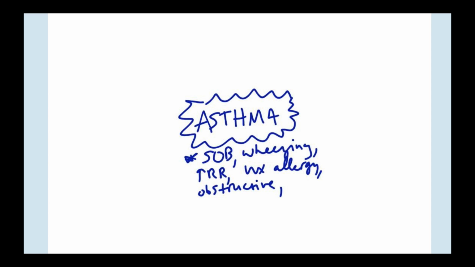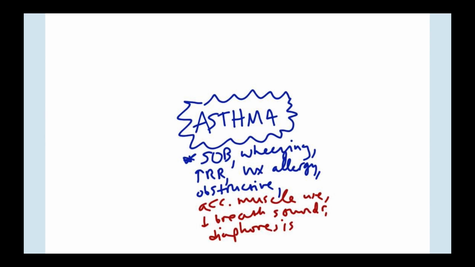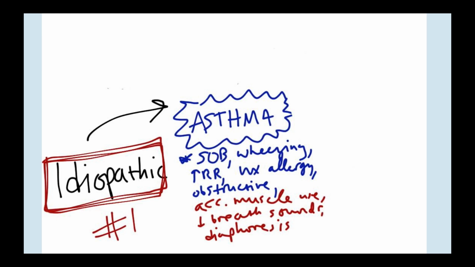Okay, so you have asthma. What are our cardinal symptoms of asthma? Shortness of breath, wheezing, increased respiratory rate, and then a history of allergy. And remember that this is an obstructive respiratory disease. If it's really bad, you may notice accessory muscle use, decreased breath sounds, and diaphoresis. This is where it becomes an emergency because this is respiratory distress. The number 1 cause is idiopathic, which you can't really call a cause because it just means we don't know. Person's got asthma, we don't know why.